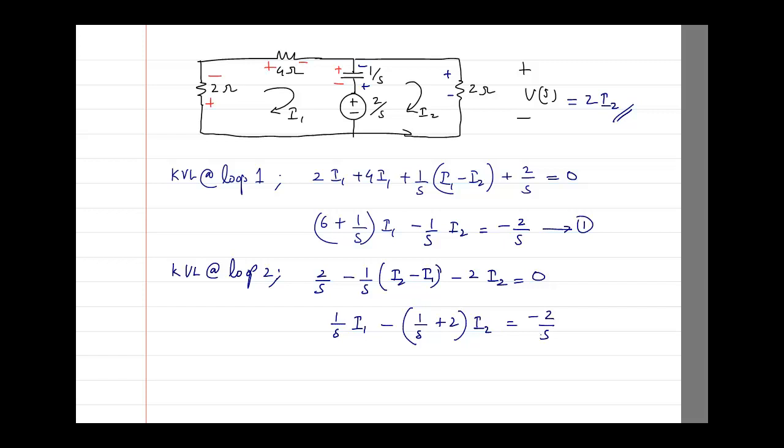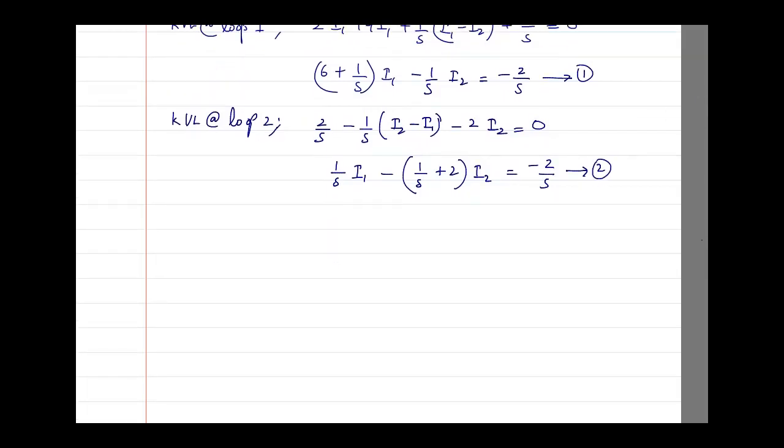Correct? Let me have a look. 2 by S, this is minus minus. So if I take this the other side, it becomes 2 by S, so it is minus. So this is correct. This is equation number 2. Now see, I can solve this using the matrix method, but before that, see, in the denominator all S are there. So I can simplify it and rewrite equation number 1 as, if I cross multiply, then I will get 6S plus 1.